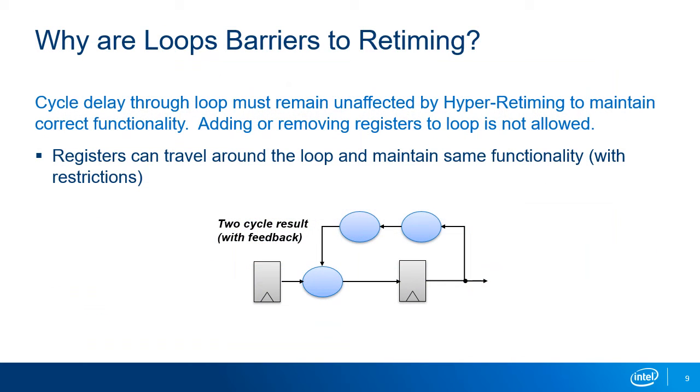Loops are barriers to hyper-retiming because the loop functionality depends on loop data arriving after a certain number of clock cycles. In this example, there is a 1 cycle delay around the loop before the loop value is combined with a new value. Thus, changing the cycle delay around the loop by adding or removing registers to the loop path would change the functionality. So it is an illegal move for the hyper-retimer.